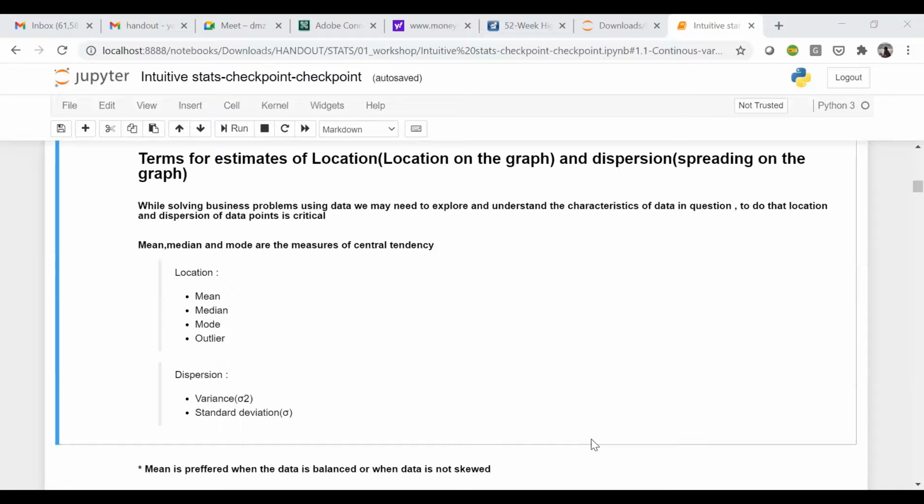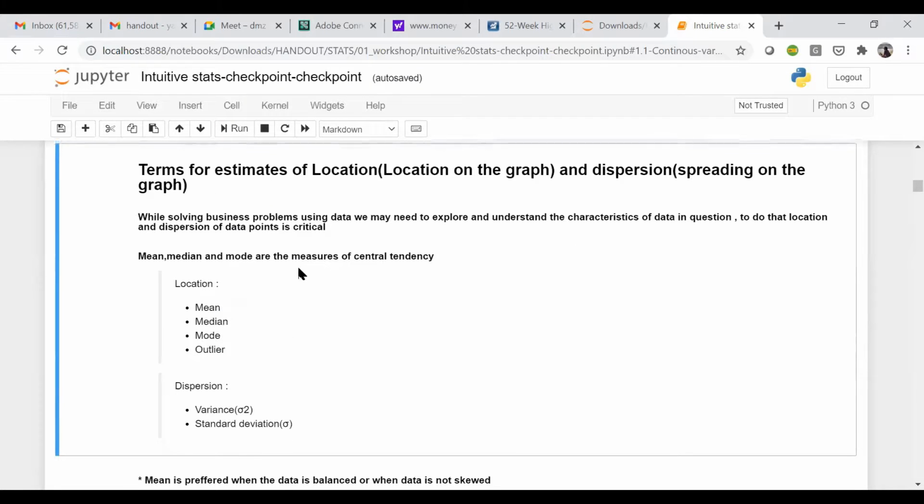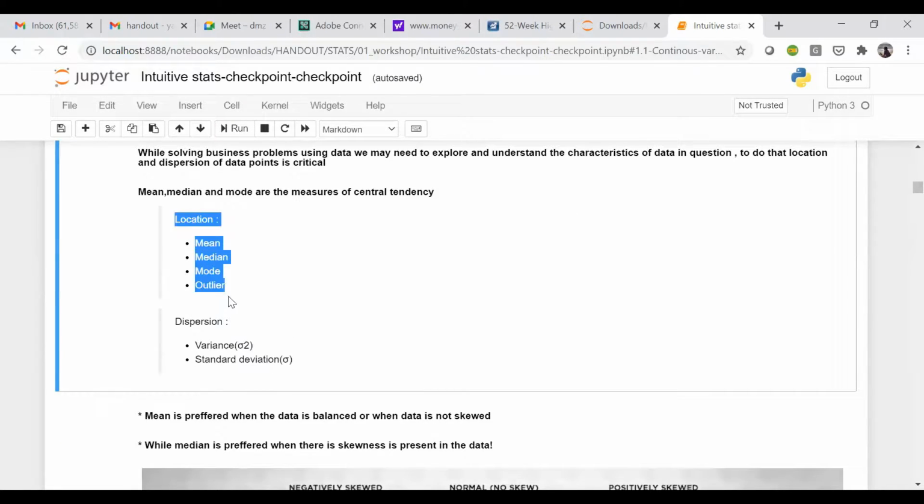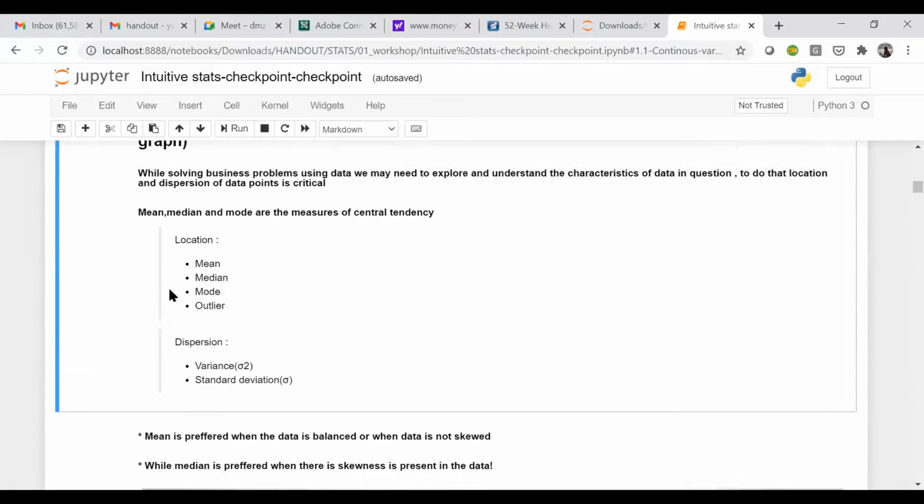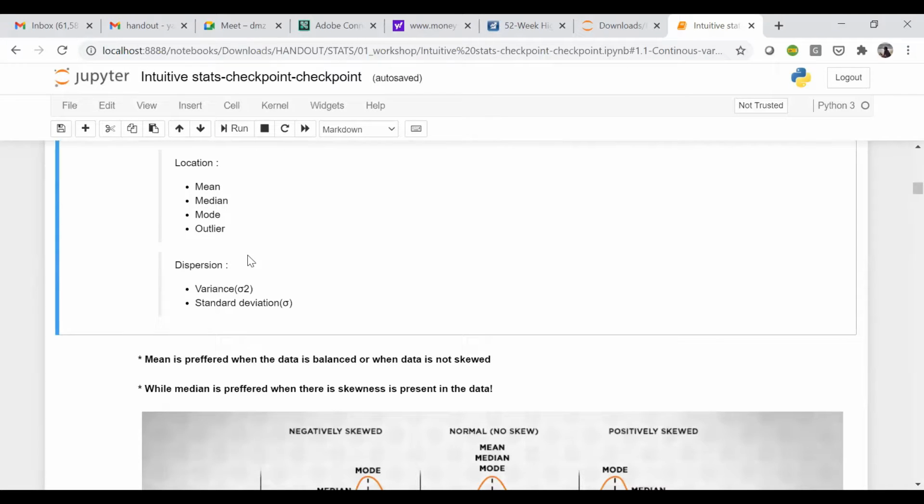make sense of it. So to understand that data better, there are some parameters which are the measures of central tendency, which become very, very useful. To figure out the location of a particular data point, there are 4 important parameters in statistics or from a data science perspective: mean, median, mode, and outlier. I'm sure most of you probably already know about mean, median, and mode, right? And then dispersion has again 2 parameters. Dispersion is more like the spread of your data. It has 2 important terms: variance and standard deviation.